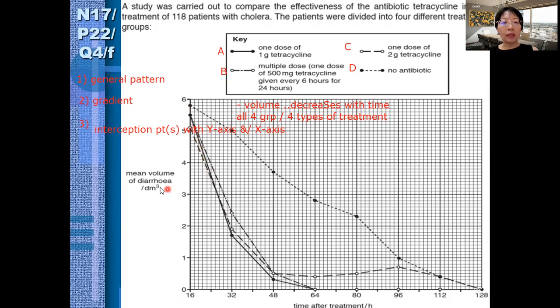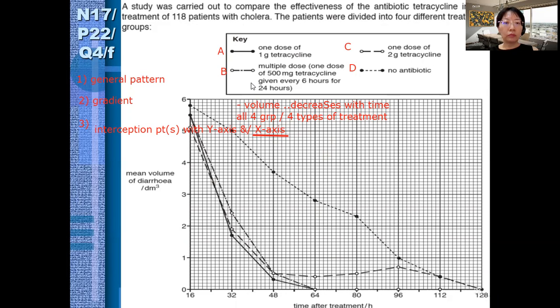Then when is it that the mean volume of diarrhea totally becomes zero? It means no more diarrhea. This one is more important, right? At 64 hours for these two treatments, there's no more diarrhea. But for these two groups, only after 128 hours is there no more diarrhea. So this is talking about the interception point. In this case, it looks like the x-axis is the more important interception point to talk about, and the y-axis is not so important.